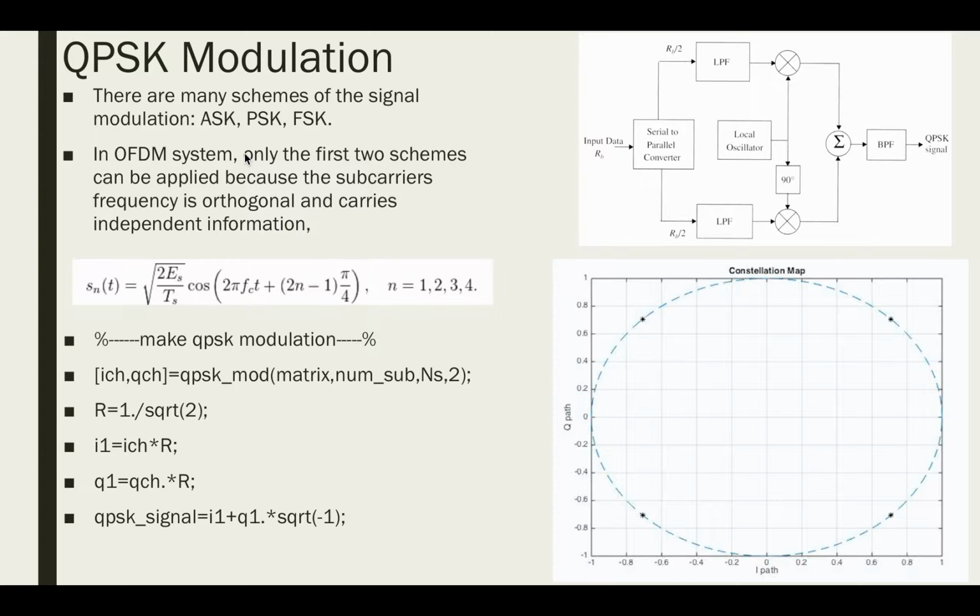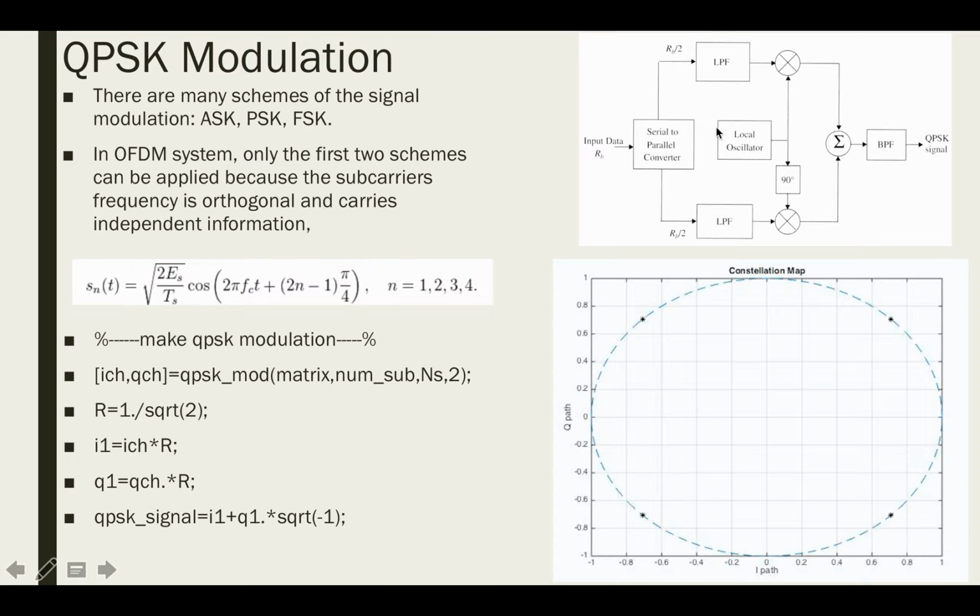The third part is the QPSK modulation. Because in MATLAB there are no such functions, I designed one for this simulation. Why choose QPSK? There are many schemes of signal modulation, like amplitude shift keying and phase shift keying. In an OFDM system, only the first 2 schemes can be applied because the subcarrier frequencies are orthogonal and carry independent information.